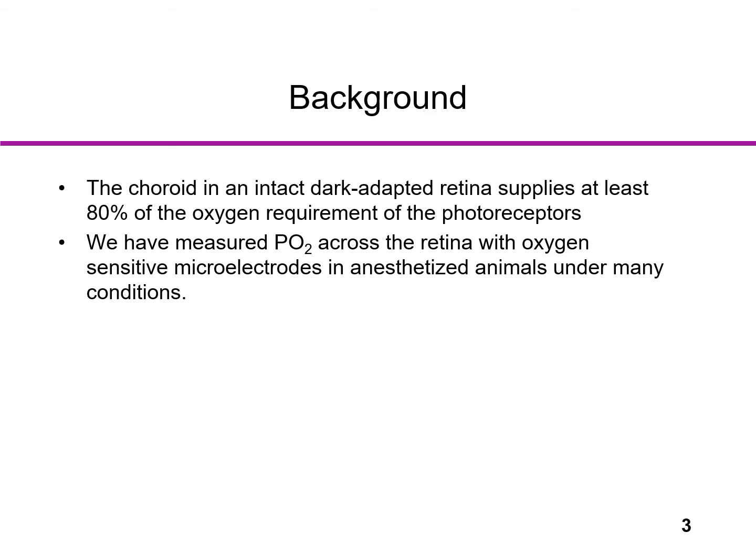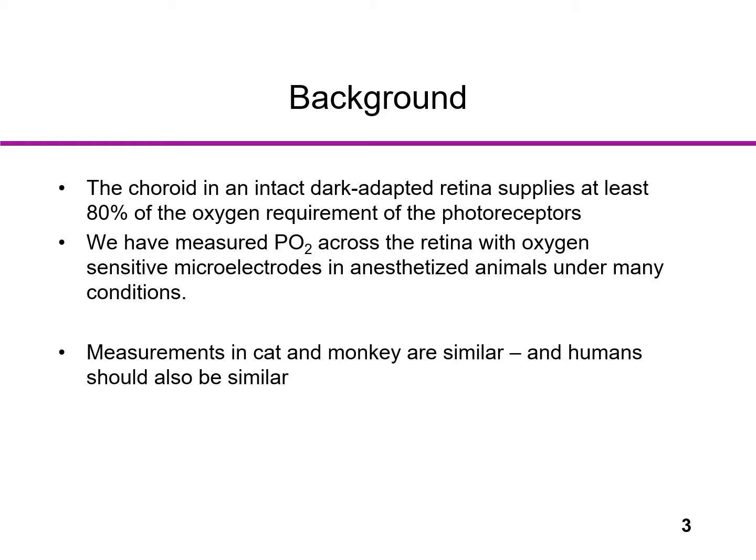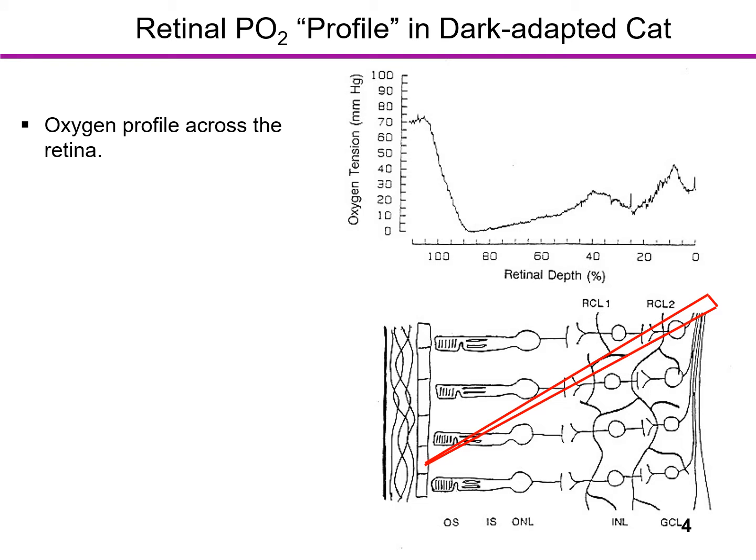The choroid in an intact, dark-adapted retina supplies at least 80% of the oxygen requirement of the photoreceptors. We've measured PO2 across the retina with oxygen-sensitive microelectrodes in anesthetized animals under many conditions. Measurements in cat and monkey are similar, and we think that this means that the measurements would be similar in humans as well. Here's an oxygen profile across the retina, again just for background.